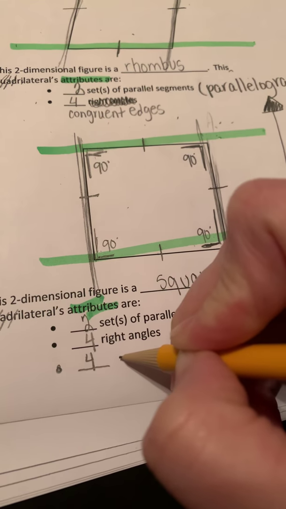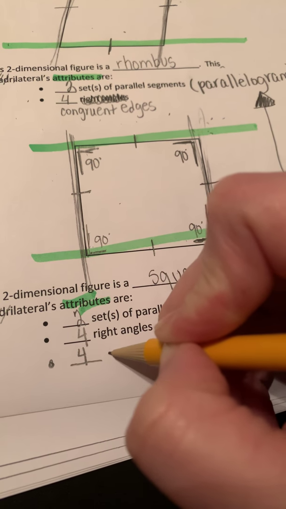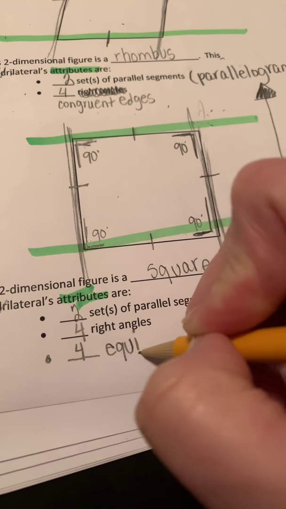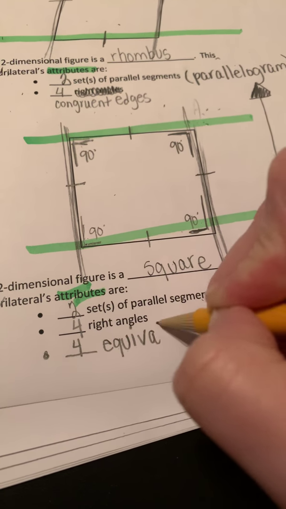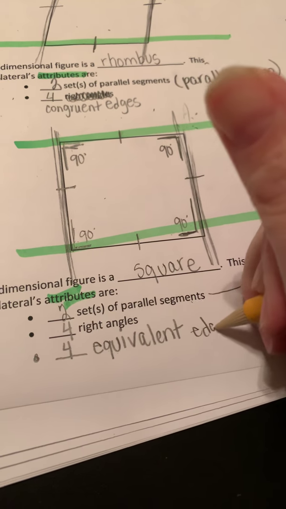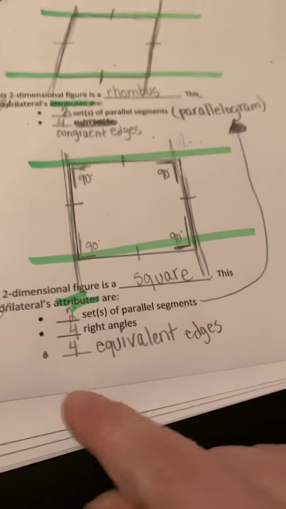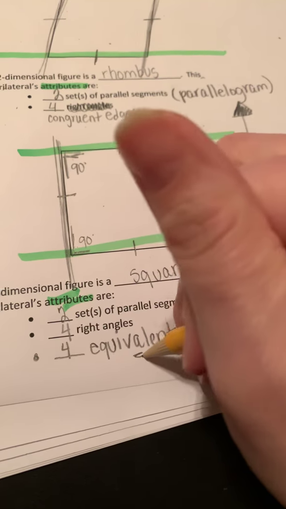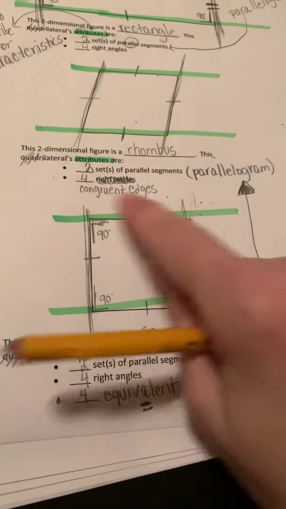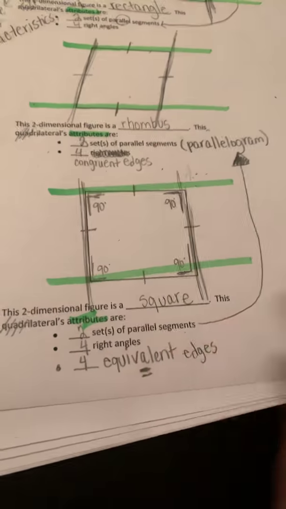4. Look, we'll try a different word. Equivalent. E-Q-U-I-V-A-L-E-N-T. 4 equivalent edges. What is equivalent? Equal, yeah. Kind of like right here, we said they were congruent. Same size, same shape. Well, if you're the same size and the same shape, you're equal, you're equivalent.